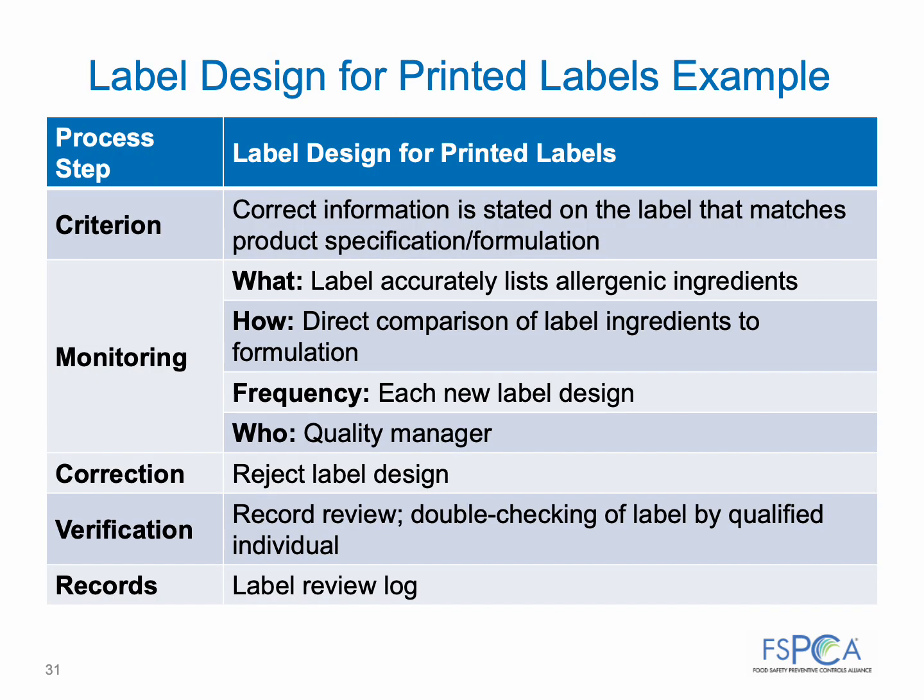This slide demonstrates an example of the aspects of label design as an allergen preventive control for labels that are printed by a packaging supplier, received by the plant, and applied to the food item, including possible parameters and values. Shown on the slide are the criterion that the verbiage on the label must match the formula being run, all of the details of monitoring, correction, verification, and a listing of the relevant records.